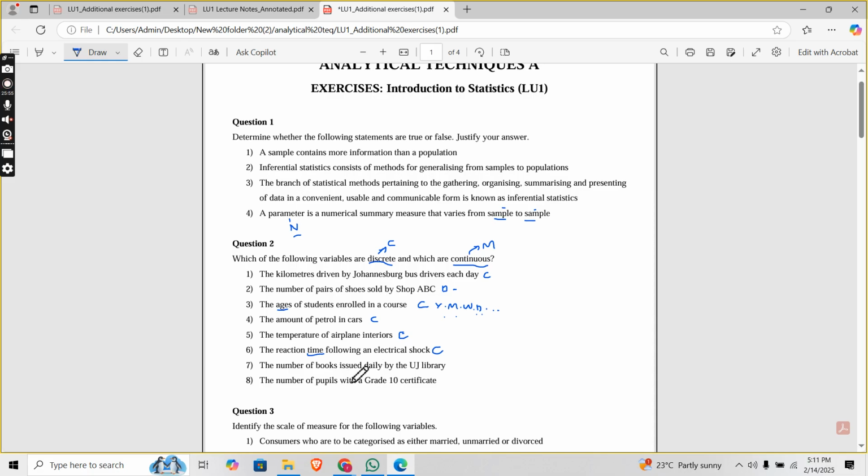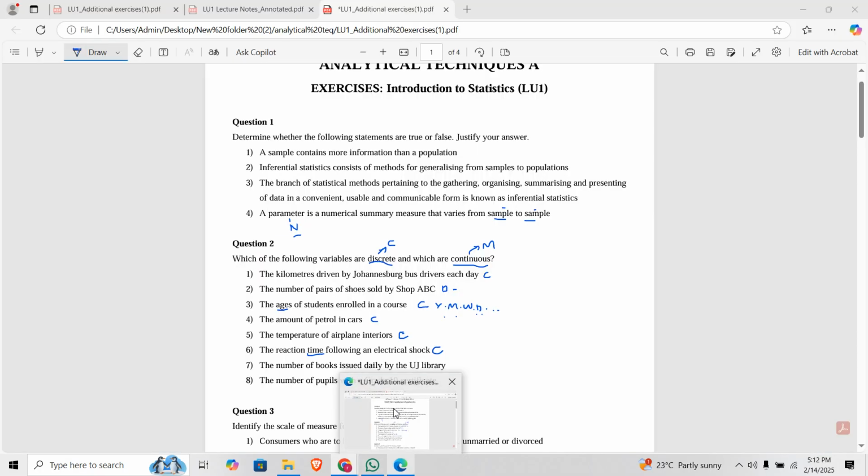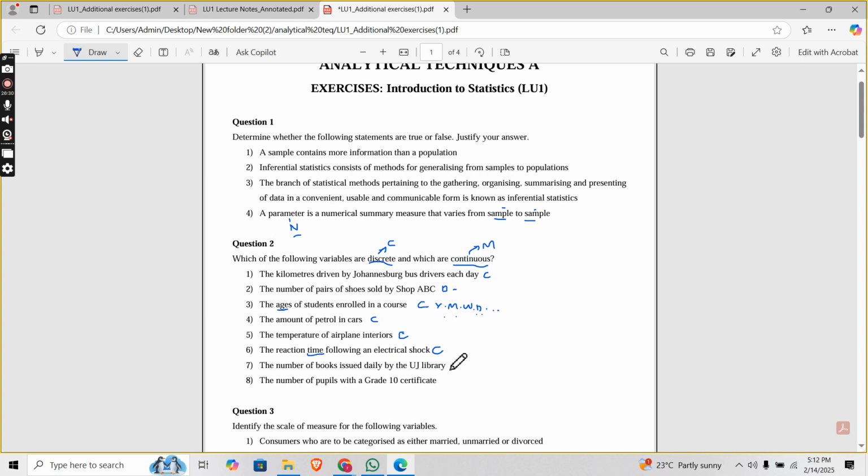The number of books, number 7, the number of books issued daily by the UJ library. Anyone? In the chat box. Okay, 100%, because we can't have a book that is half. Your answer is actually 100%. We cannot have a half book, so it's impossible. So we actually count them and not measure them. So this is discrete.